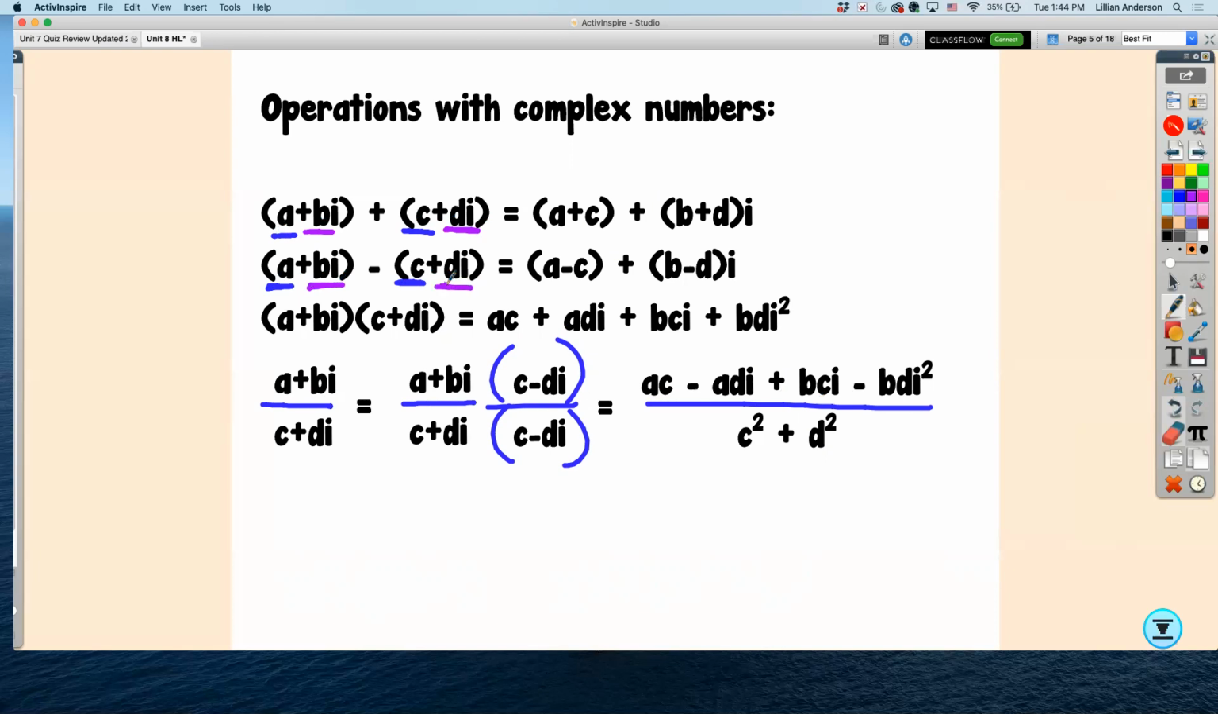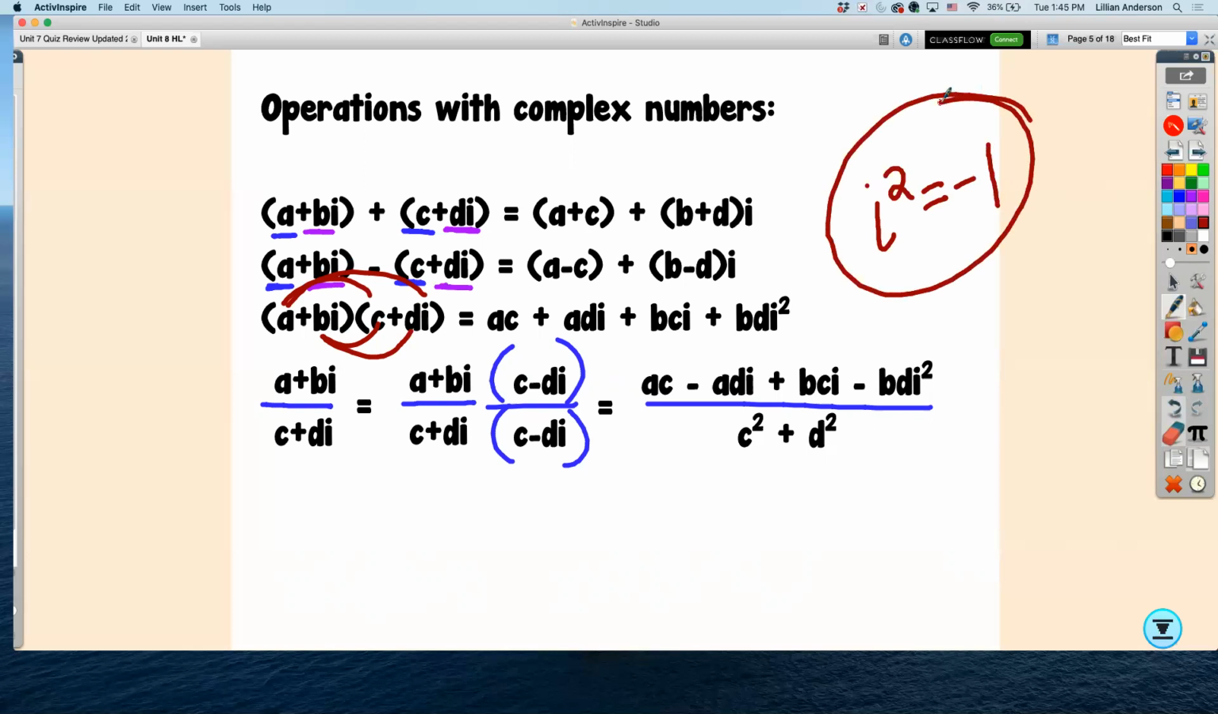subtract the imaginaries. When you multiply, yes, you do old school FOIL or distributive property. A times c, a times di, bi times c, and bi times di. You'll get bd i squared. What does i squared equal? Negative 1. So technically, this just turns to a negative bd. Don't forget about that.